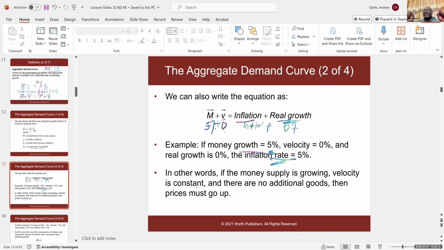When something does not change, the growth rate, or the percentage change, of something that doesn't change is 0. So if velocity is constant, the growth rate in velocity is going to be 0. And if GDP is constant, the growth rate in real GDP is going to be 0. So that means the growth rate in money supply will be equivalent to what? To inflation. If the Federal Reserve increases the money supply by 5%, like it's being suggested here, and velocity is constant, GDP is constant, then prices are going to increase by 5%. In other words, inflation is going to go up 5%.